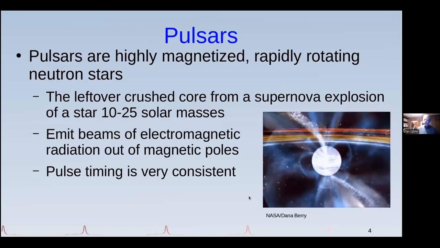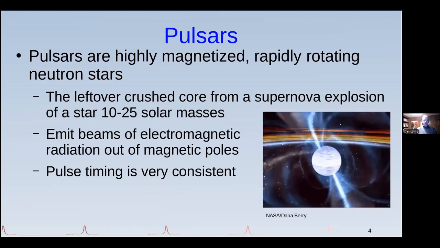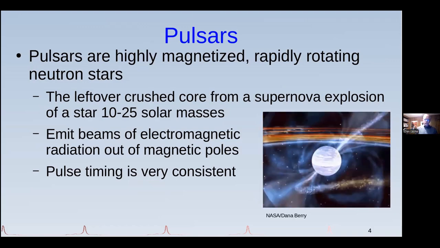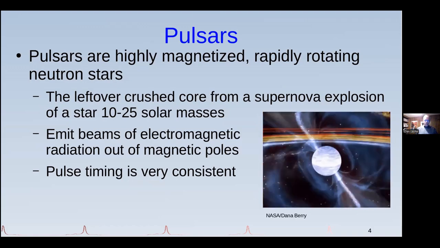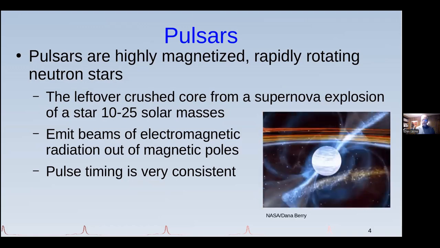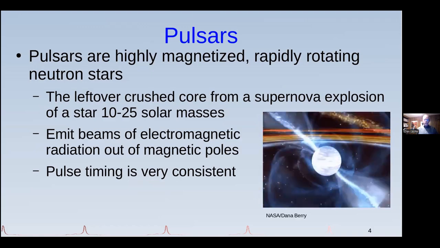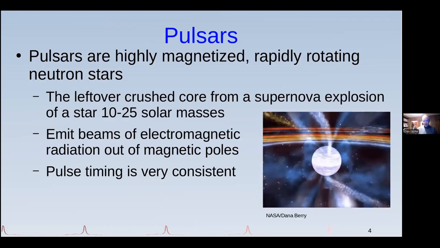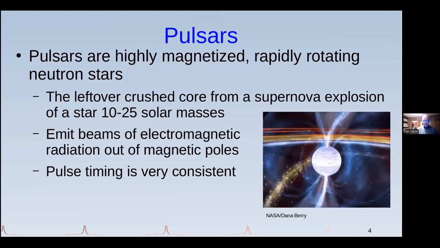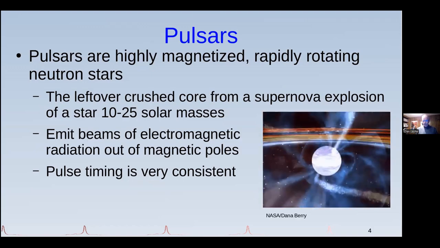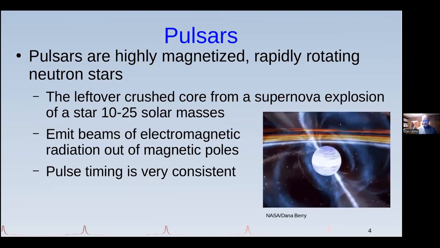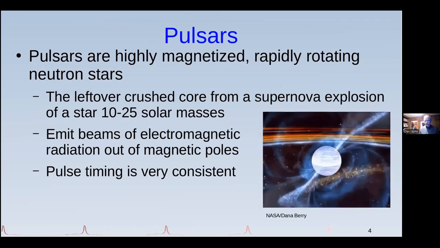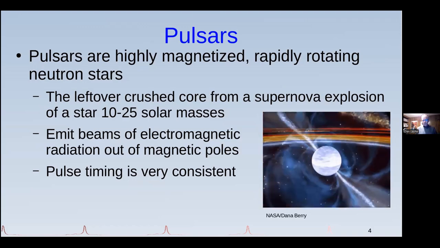We've done presentations on pulsars in the past, so some of what I talk about tonight might be review and some won't be, but you're welcome to go look at the previous ones for some more background on pulsars. But pulsars are basically highly magnetized, rapidly rotating neutron stars. They're very exotic objects. It's the leftover crushed core from a supernova explosion.